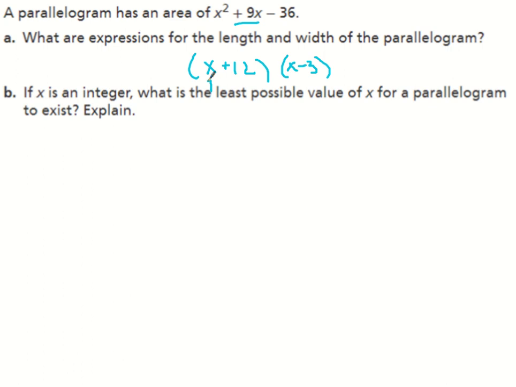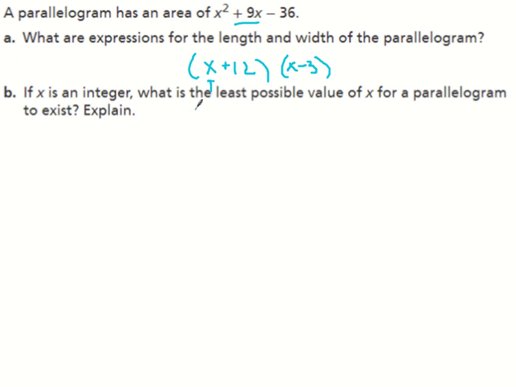Now it's saying if x is an integer, what is the least possible value for x for the parallelogram to exist? If we know we have to multiply these to get the area of the parallelogram, what we have to look at is, is it possible for our length and our width to equal 0? And the answer is no. We can't have a length of 0. We can't have a width of 0 because that means it wouldn't be there. We also can't have a negative number.